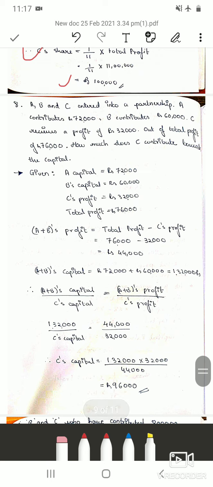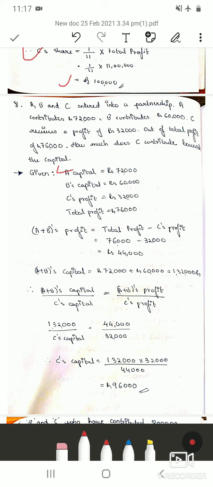The eighth problem is: A, B and C enter into a partnership. A contributes 72,000 rupees, B contributes 60,000, and C receives a profit of rupees 32,000 out of the total profit of rupees 76,000. How much does C contribute towards the capital? So we have to find out C's capital.